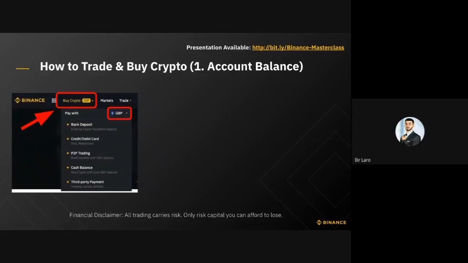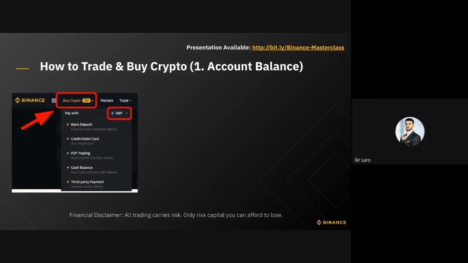So you first register an account, you've then verified your account, so you've unlocked fiat limits. Now you've deposited funds into your account, so you've deposited either fiat or crypto. Let's say you've deposited GBP, you actually have some GBP in your Binance wallet. Now, what's the next stage? How do you actually buy crypto?